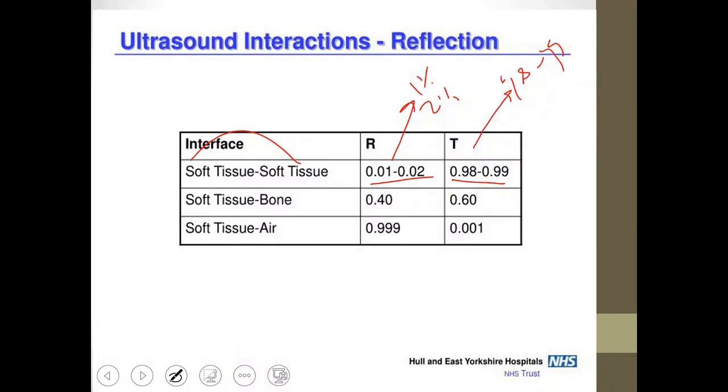If I have an interface between soft tissue and bone, the reflection is 40%, while the transmission is 60%, and the amount that returns to the transducer is 40%. Now, what is the highest value you have for soft tissue and air? Reflection is at 99% and transmission is just 1%.